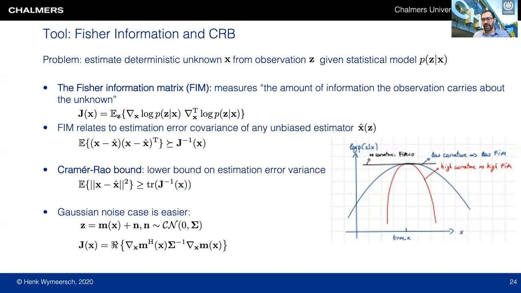Finally, when the observation is a linear function of the unknown plus Gaussian noise, the Fisher information matrix has a more compact expression. So you don't need to worry about the logarithm of the likelihood function. You just take the noise-free observation and take the derivative with respect to the unknown. That's easy to compute. You plug in the inverse of the covariance, compute the Hermitian of what you computed before, take the real part, and done. This is the expression that you will use most often, because in most cases you do have Gaussian noise.